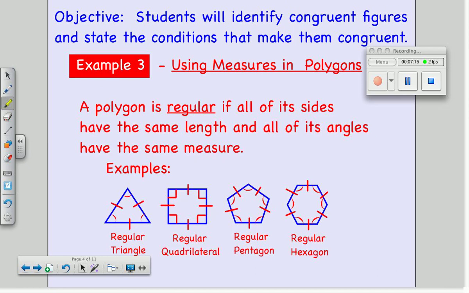Example 3, using measures in polygons. A polygon is regular if all of its sides have the same length. In other words, they're all equal, congruent. And all of its angles have the same measure. That means equal, congruent. So as you can see, these are pictures of regular polygons. So a regular triangle, all the sides are equal, equal, equal. All the angles are equal, equal, and equal. Okay? So that's what this means.